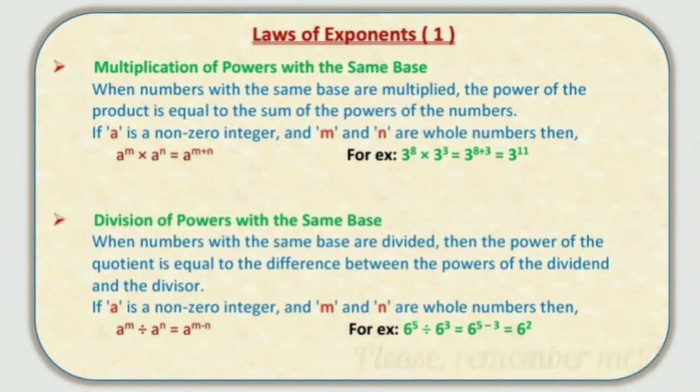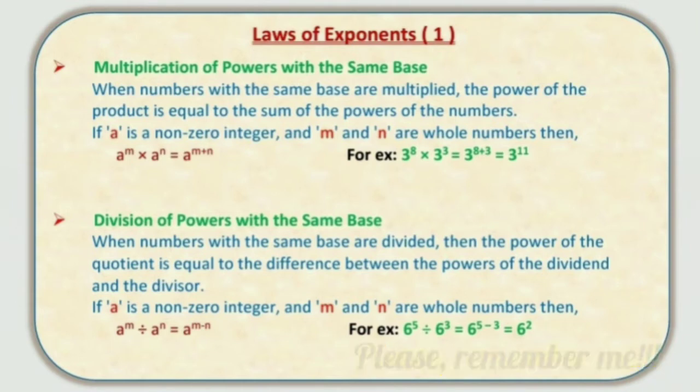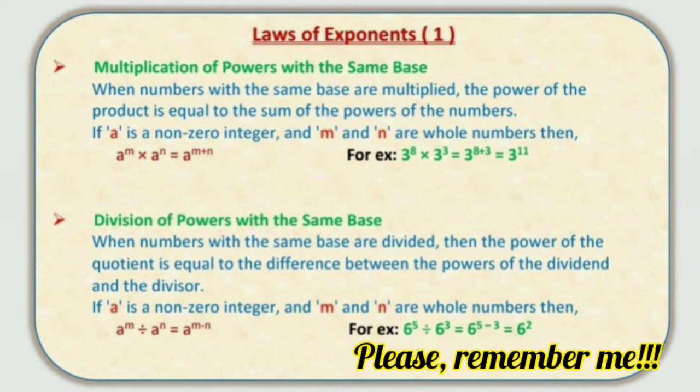Division of powers with the same base. When numbers with the same base are divided, then the power of the quotient is equal to the difference between the powers of the dividend and the divisor. If a is a non-zero integer and m and n are whole numbers, then a raised to m divided by a raised to n is equal to a raised to m minus n. For example, 6 raised to 5 divided by 6 raised to 3 is equal to 6 raised to 5 minus 3, is equal to 6 raised to 2.